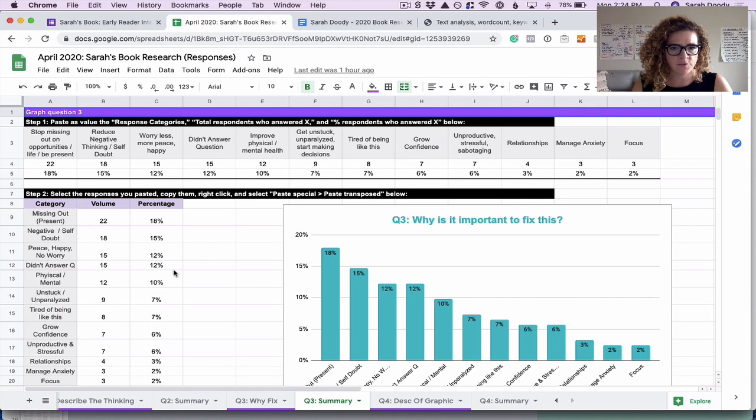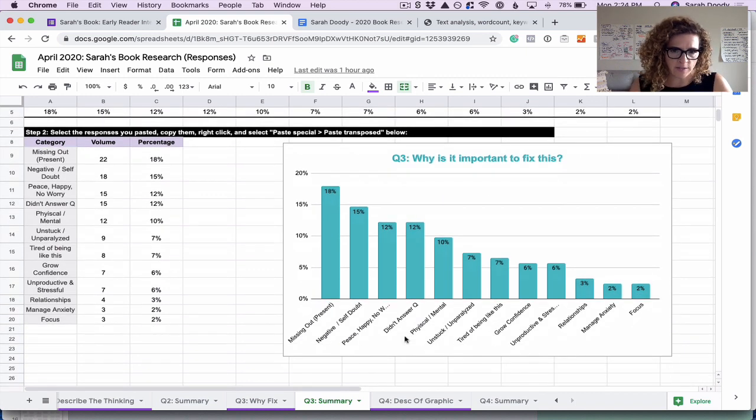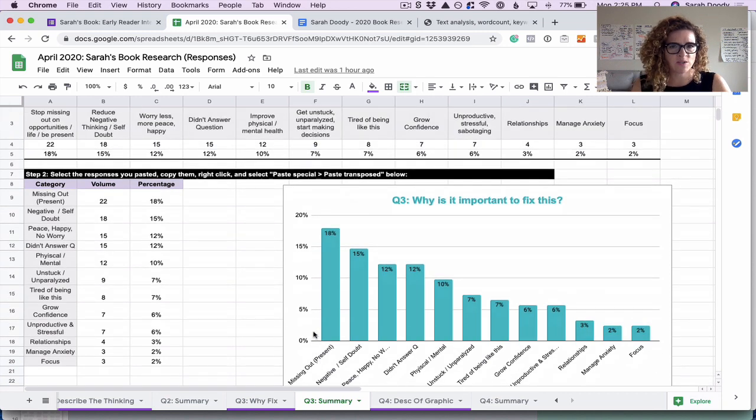So why is it important to fix this? All of the categories. And I probably should merge some of these. I should probably go back and revisit this, but why is it important to fix this? People feel like they're missing out or they're not present in life. They are overwhelmed with negative or self-doubt. They want more peace and more happiness and less worry. It's affecting them mentally and physically, etc., etc. As you can see, this is super, super valuable.